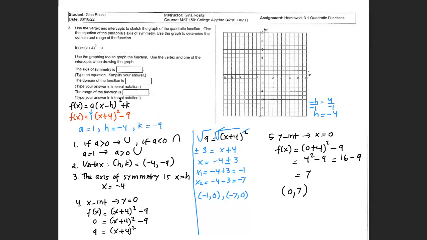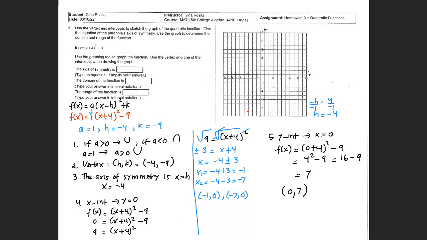Now we graph. Okay, so now I use red. We know a equal 1, which means a greater than 0, so the parabola opens up. Second, the vertex is negative 4, negative 9. So look at negative 4, going down to negative 9, over here. Yeah. So negative 4, negative 9.